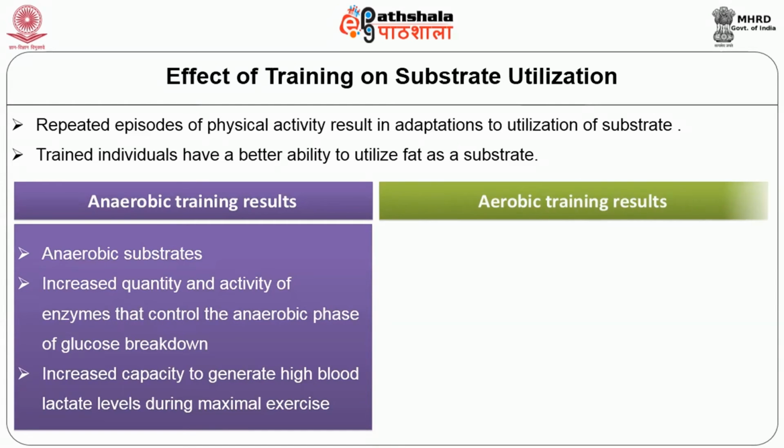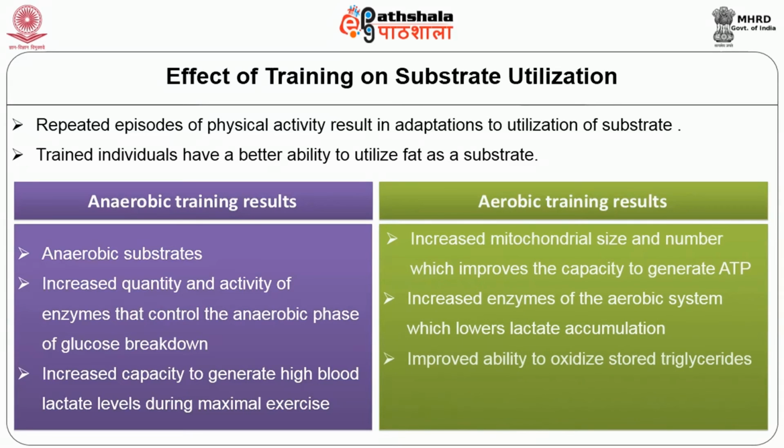On the other hand, aerobic training results in a number of adaptations. There could be an increase in mitochondrial size and number, which improves the capacity to generate ATP. There could be increased enzymes of the aerobic system, which lowers lactate accumulation. There could be an improved ability to oxidize stored triglycerides, and a decrease in the utilization of blood glucose and muscle glycogen. So, aerobic training definitely favors the utilization of fat as a substrate for energy, and there are adaptations in mitochondrial size and the capacity of the aerobic system to use the substrate more effectively and generate more and more ATP.